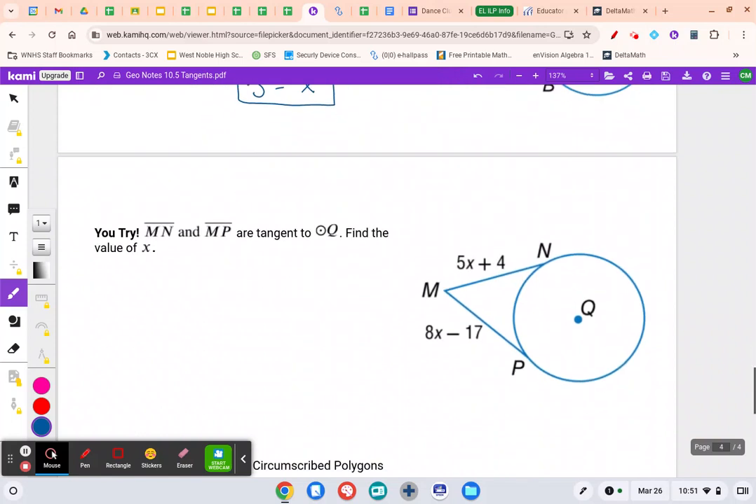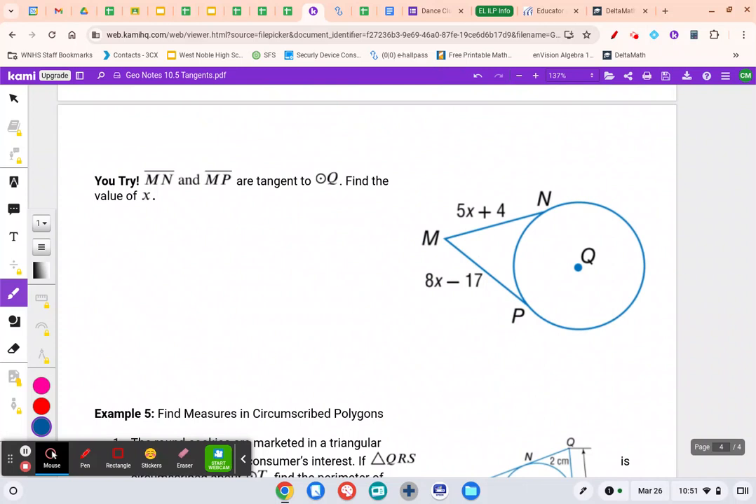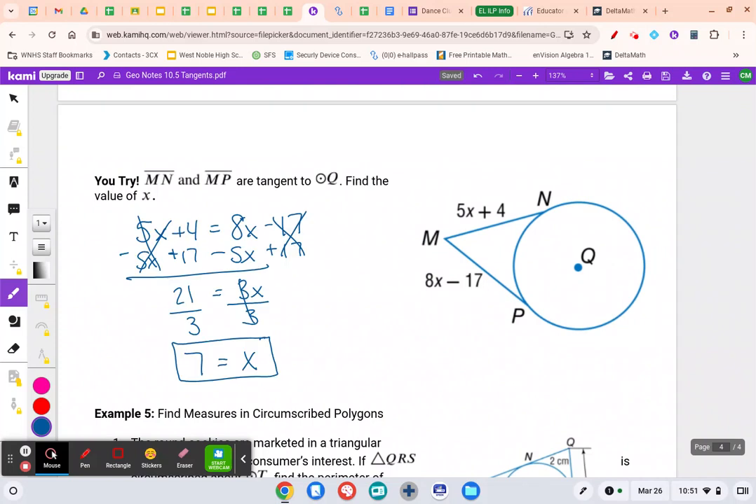All right, go ahead and pause me. You guys can try the U-try. Okay, so since they are both tangent to the circle, you know that these are congruent since they come to the same point. So you just set them equal, and you should have gotten that x equals 7.